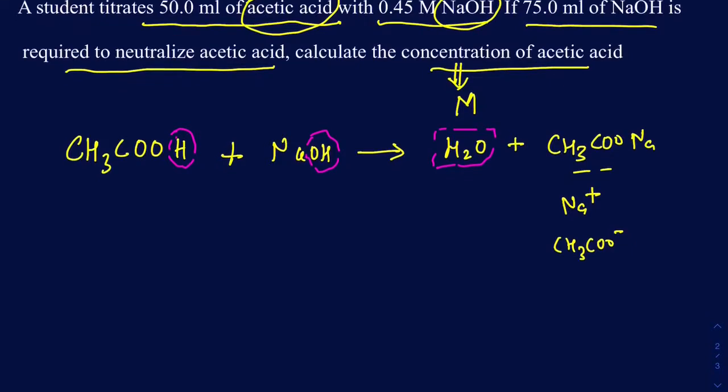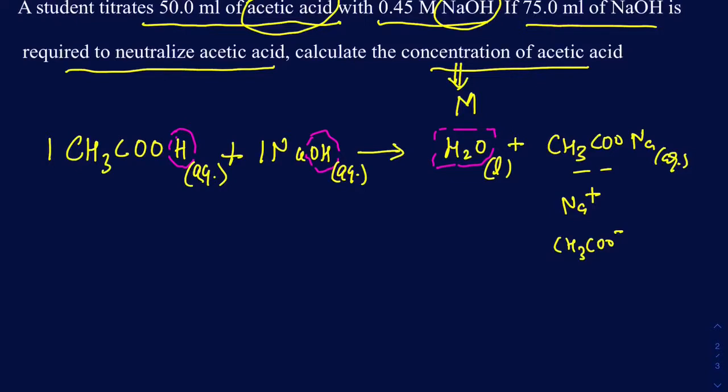Okay, that's what your product is going to be, and then I can just go and write down that this is going to be aqueous. That's also going to be aqueous. The water is going to be liquid, and sodium acetate is also going to be aqueous. Okay, then we want to make sure the reaction is balanced. Seems like everything is balanced, so it's a 1-to-1 mole ratio.